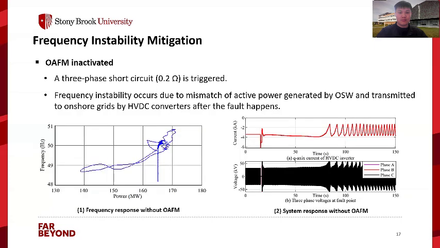To validate the frequency instability mitigation capability, a 3-phase short circuit is triggered. The test system is operated near rated conditions to create possible frequency instability cases. The testing results without OEFM are shown on this slide. It can be seen that, first, after the fault is cleared, the output power of the HVDC inverter increases gradually. The system oscillates significantly after 75 seconds. Second, the system's frequency deviates severely from the allowable value. The system loses frequency stability.